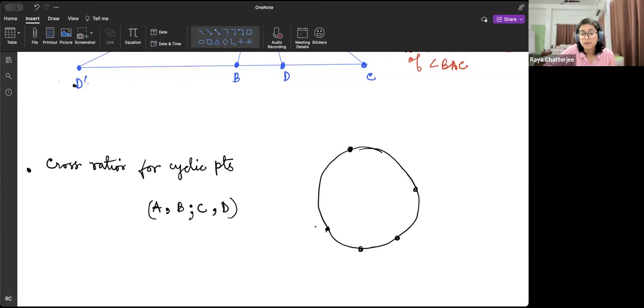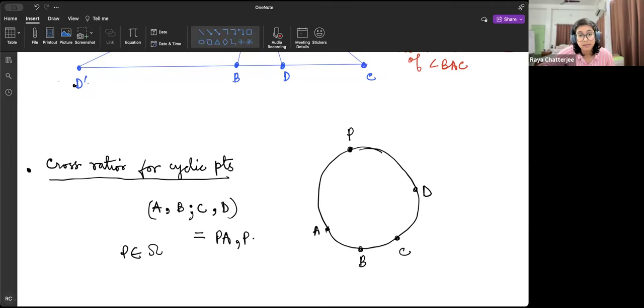So if this is a circle and A, B, C, D are four points, just let me draw them randomly. Then the cross ratio is just equal to, just take any point P on the circle. P is a random point on the circle. Let's call the circle omega. If you pick a random point P on the circle, then this is just equal to the cross ratio (PA, PB; PC, PD). Okay, does that make sense?